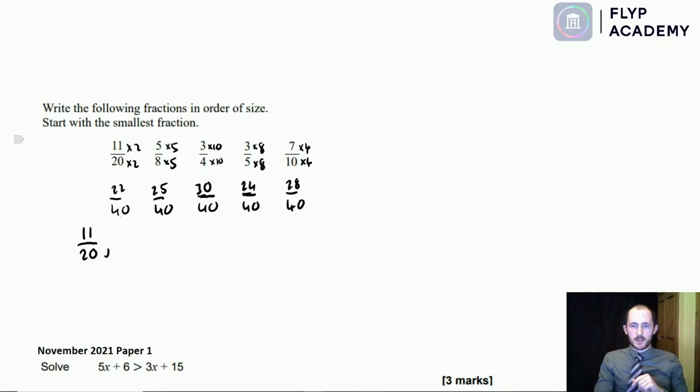So then what I like to do is I like to just cross out the one that I've done so I don't get confused. The next smallest value is 24 over 40, which is 3 over 5. So that'll be our next one.